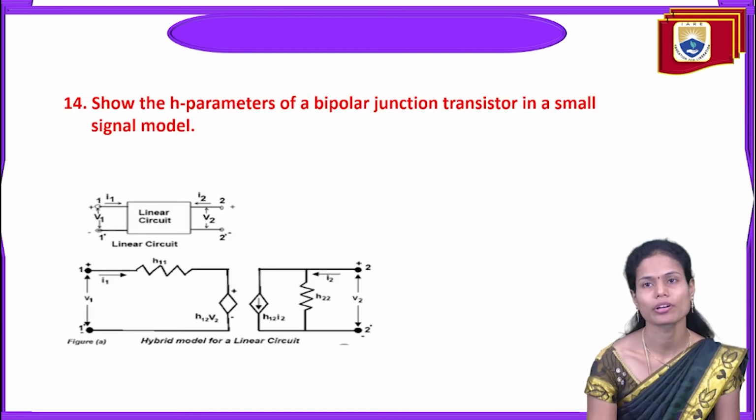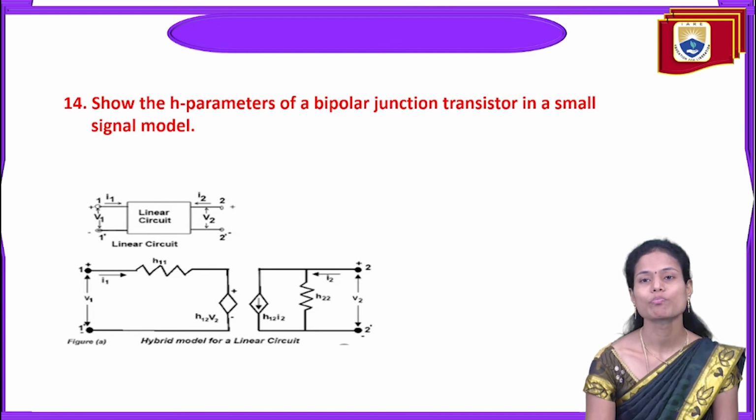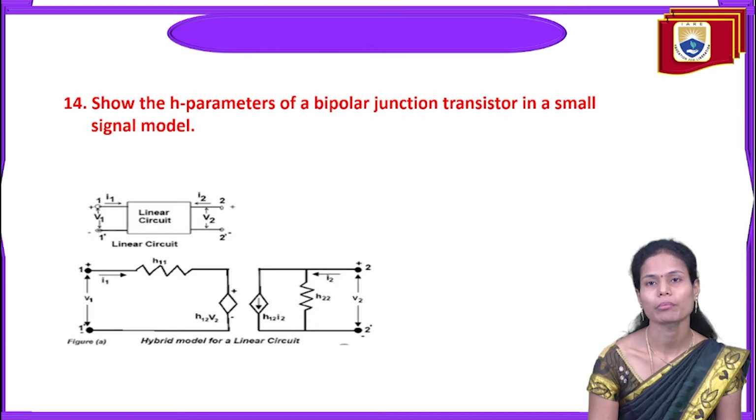And show the H parameters of a bipolar junction transistor in small signal model. So the H parameters are nothing but the hybrid parameters, that is the mixing of voltage and currents here.